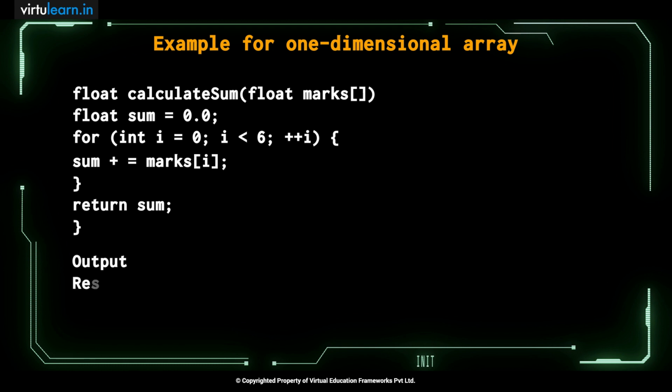Now the value 162.50 is stored in result and we are printing that value as part of our result, followed by return 0 and close the program.